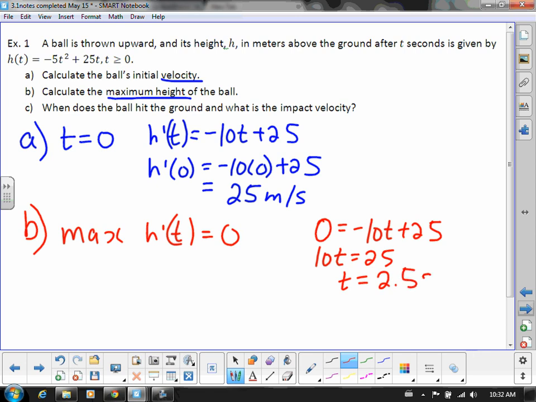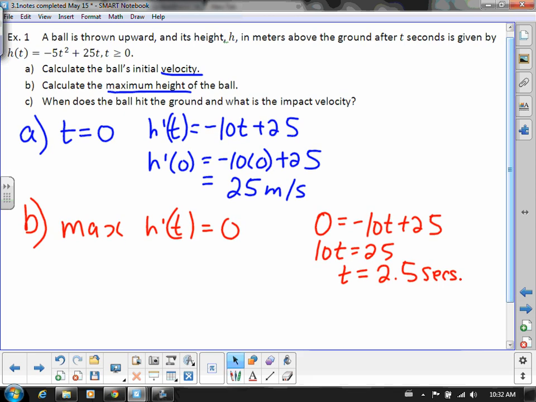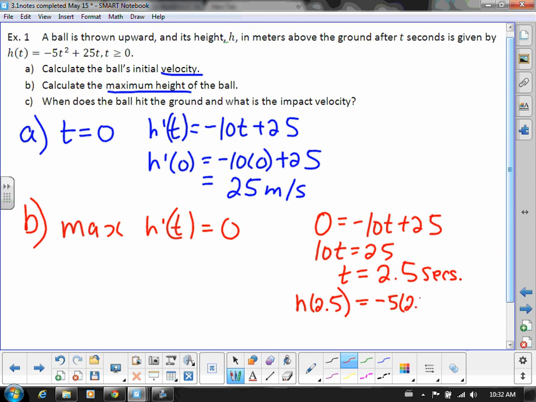2.5 seconds. Okay, so that means the maximum height of the ball occurs at t equals 2.5 seconds, but we haven't actually answered the question because we want to know the actual height. So you need to find where the y value of your vertex is essentially by substituting it into the original. So we have negative 5 times 2.5 squared plus 25 times 2.5. So when we work that out, you end up with negative 5 times 6.25 plus 2.5 times 25.